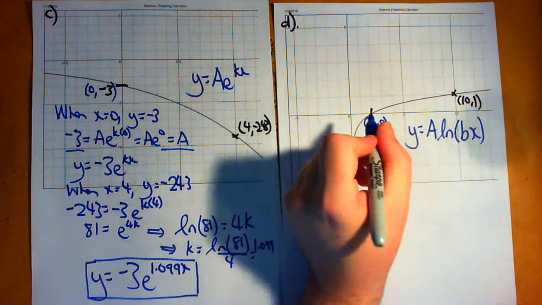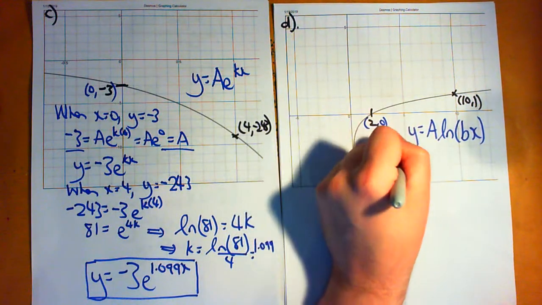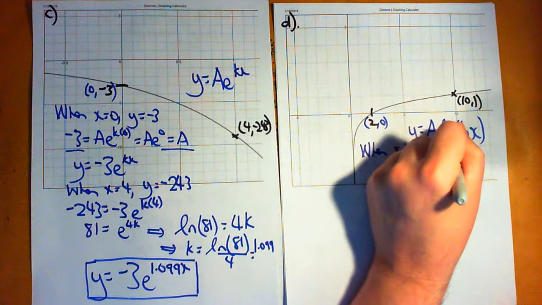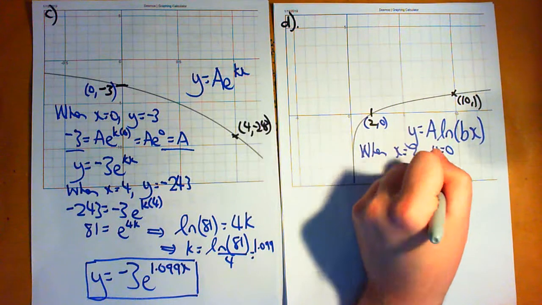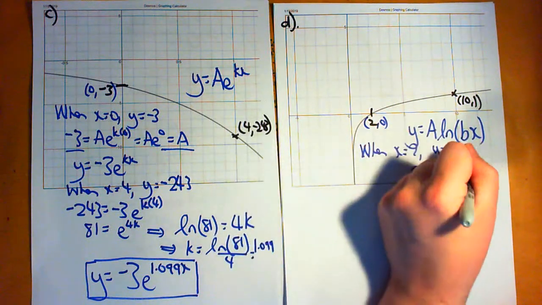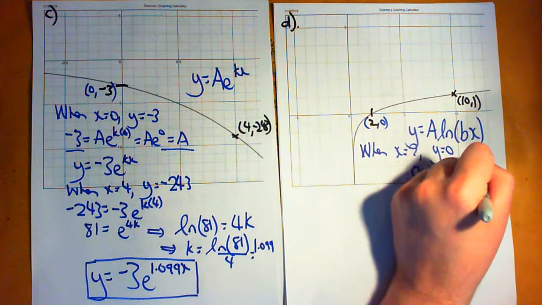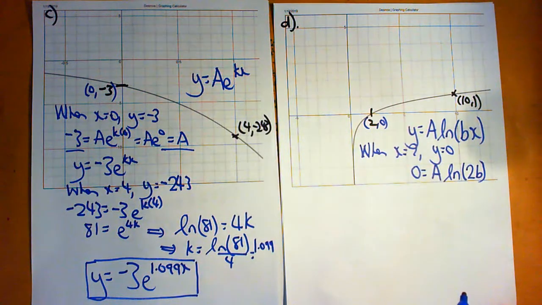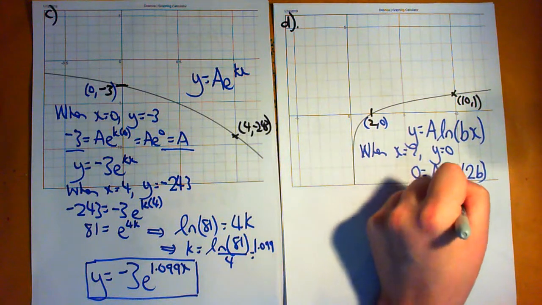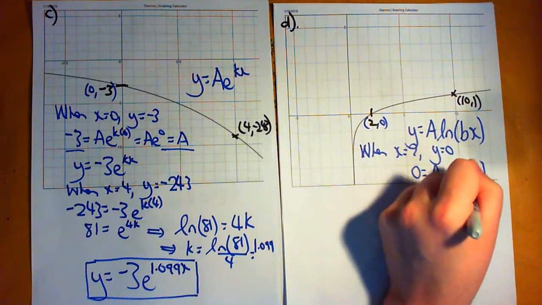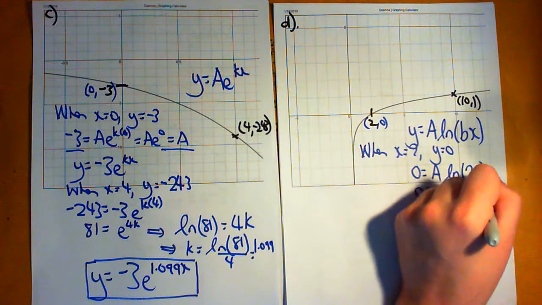So when x equals 2, y equals 0. Substitute that in, so we get 0 equals a times ln of b times 2. Let's write that 2b. Okay, so we've got 2 unknowns there, but we can say with certainty that a is not 0, which means if we divide both sides by a, we get 0 equals 0 divided by a is still 0, so 0 equals ln of 2b.